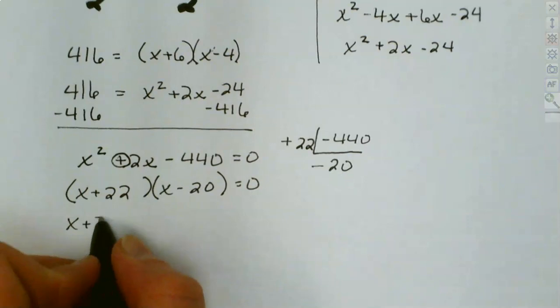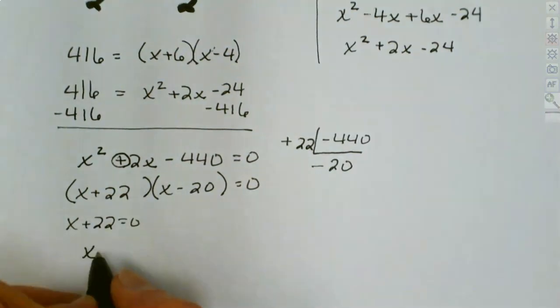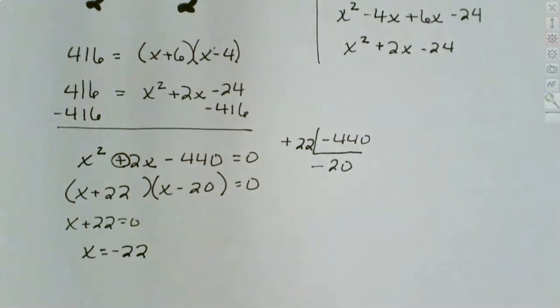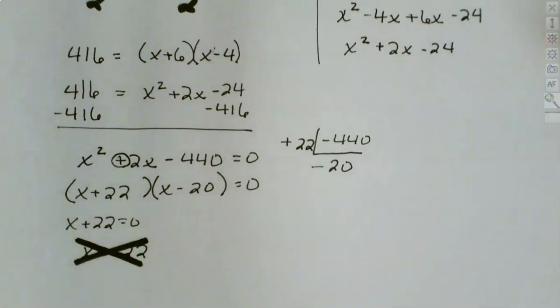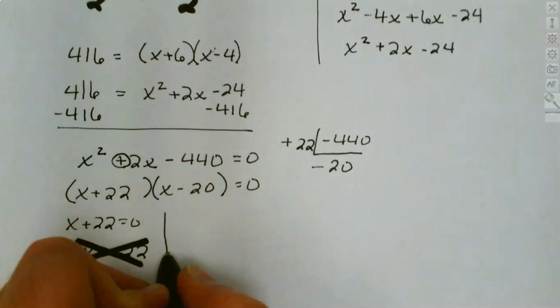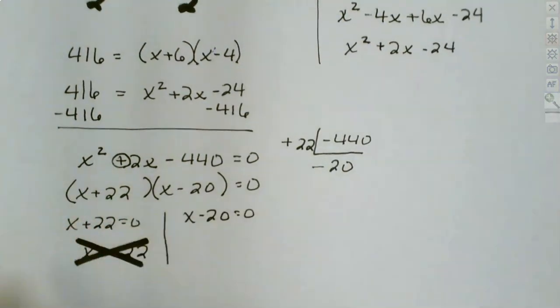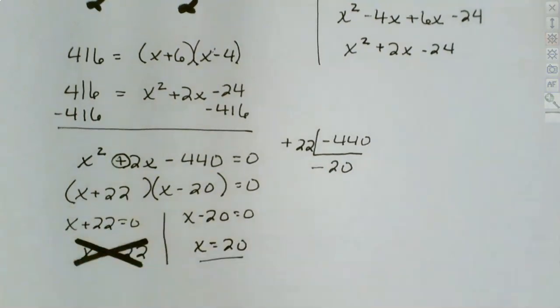So x plus 22 equals 0 gives me x equals negative 22. Now, can we have a negative length or width? No. So that means this one will not work, so the negative 22 is going to be canceled out. What about the other one? x minus 20 equals 0 gives me x equals 20. And that seems like it could be a legitimate answer.